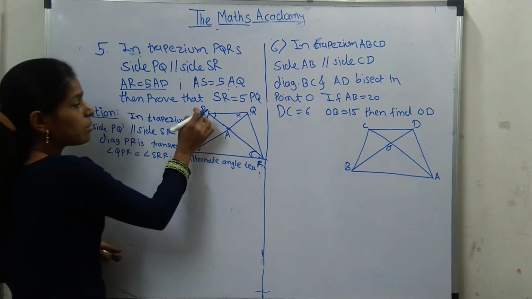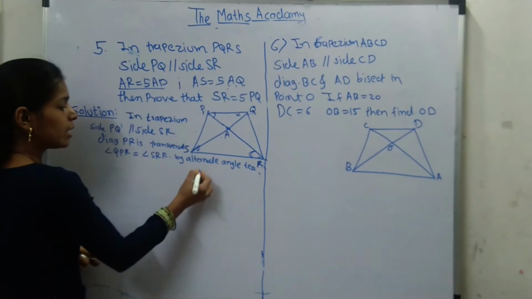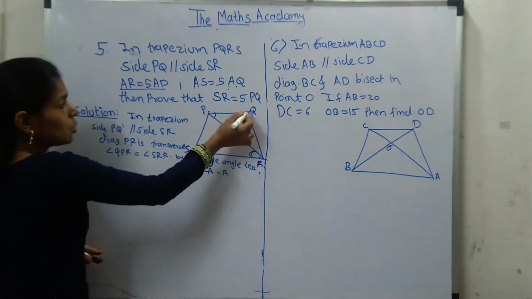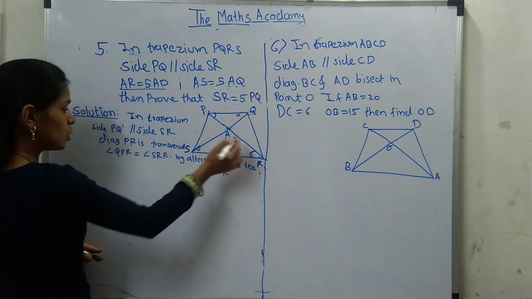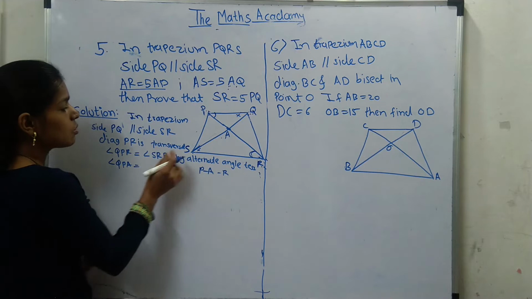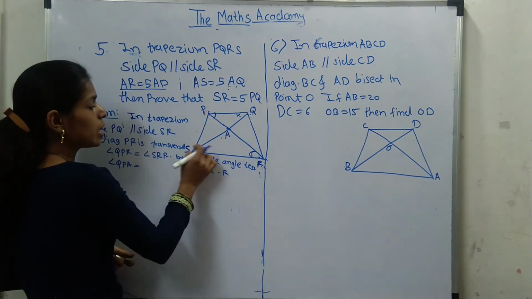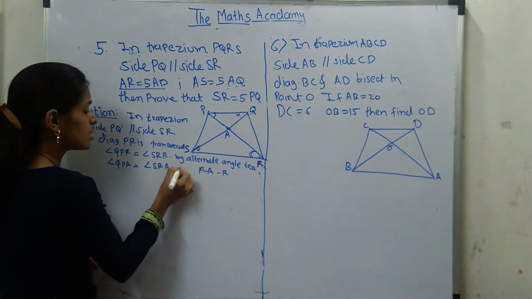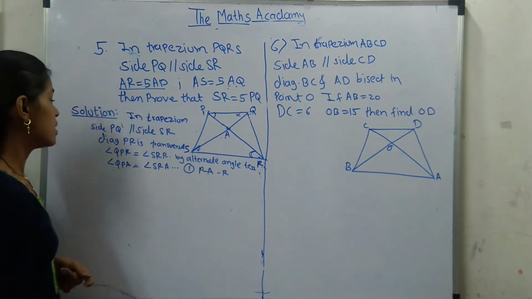Now here A is the point in between P and R. In between P and R there is a point A. So to the angle QPR you can write QPA. Angle QPA is equal to, and to the angle SRP you can write SRA, angle SRA. This is the first result we have obtained.